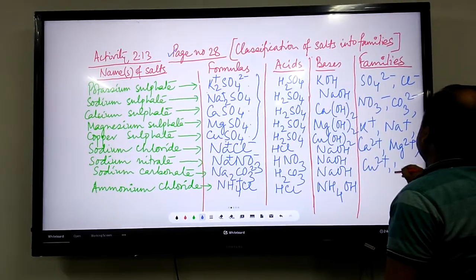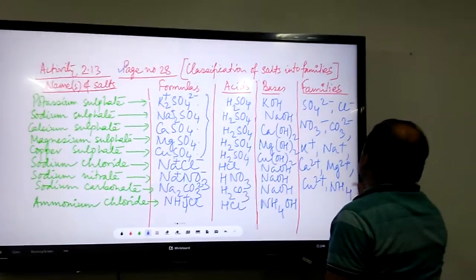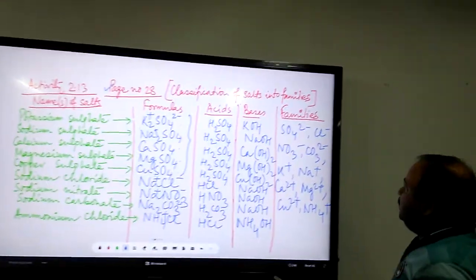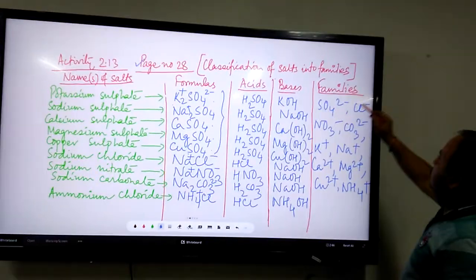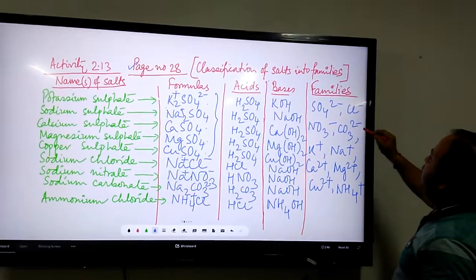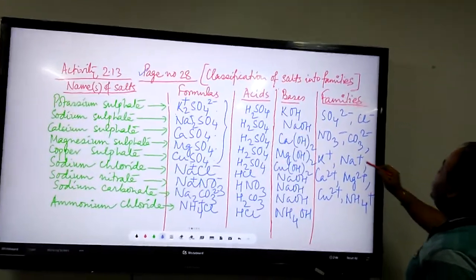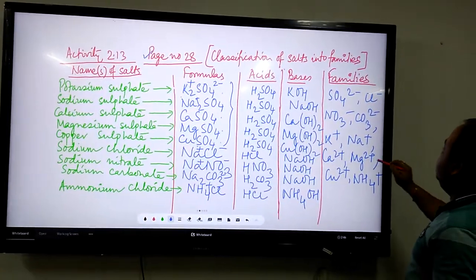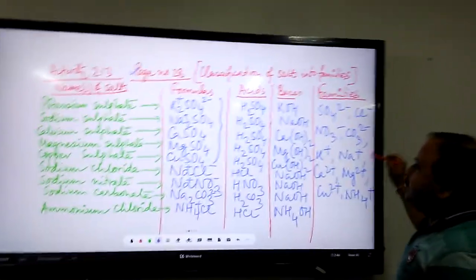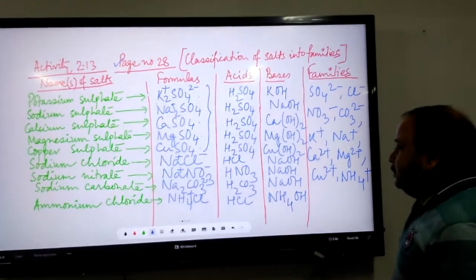and finally the ammonium family. So the salts belong to the sulfate family, chloride family, nitrate family, carbonate family, potassium family, sodium family, calcium family, magnesium family, copper family, and ammonium family. So you can classify the salts into various families like this.